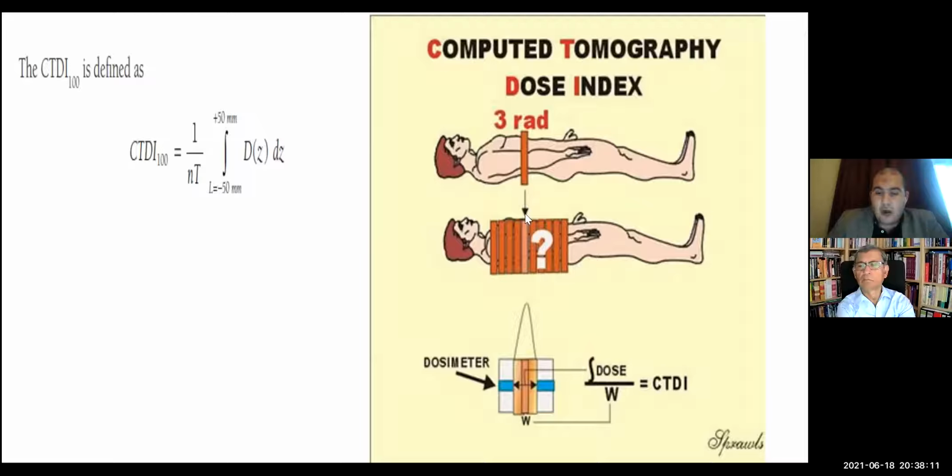We have to integrate the dose through this slice and divide this dose by the beam width. As you see from this equation, this is the first term used for dose quantities, the CT dose index. CTDI 100, the 100 here is related to the ionization chamber we are using, which is 100 millimeters in length. So we have to integrate the dose through this ionization chamber from minus 50 millimeter to plus 50 millimeter and divide this by the beam width. Here N is the number of rows or number of detectors we are using, and T represents the detector width. So if I have 16 rows of detectors and each detector has a width of 1 millimeter, the beam collimation here will be 16 millimeters, okay?